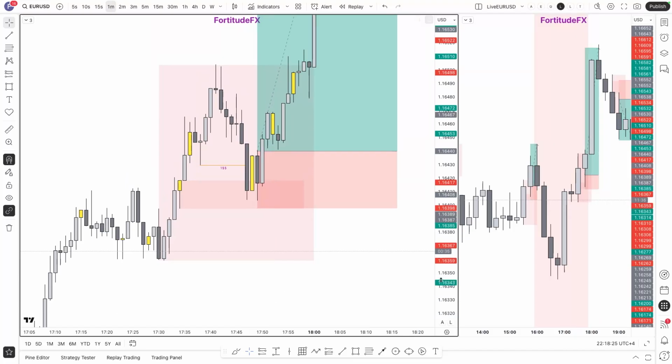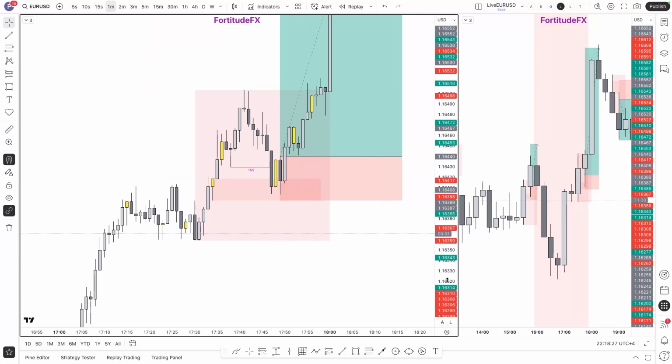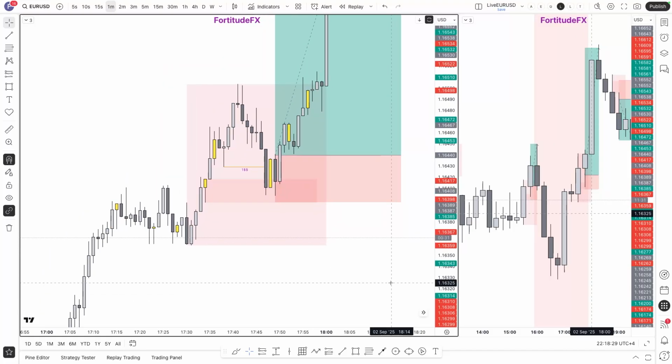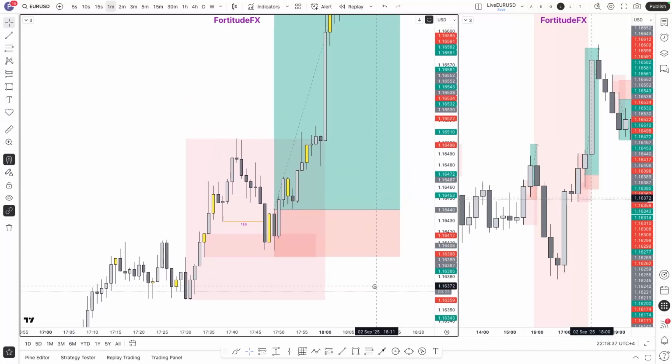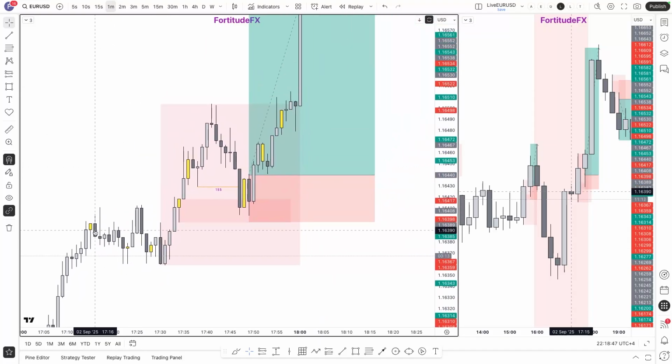Now, this was a fantastic classical textbook entry, and I've trained my mind to look at these entries and identify them so quickly that I enter literally blindly because I know the edge that I have on these entries. So we have a giant bullish candle, a strong bullish close, breaking the top side of the wicks on the left-hand side. So we definitely have a structure being broken on the 1 minute chart.